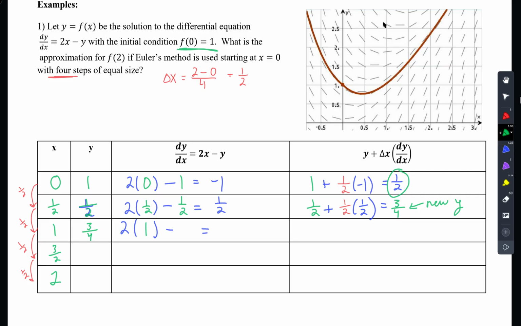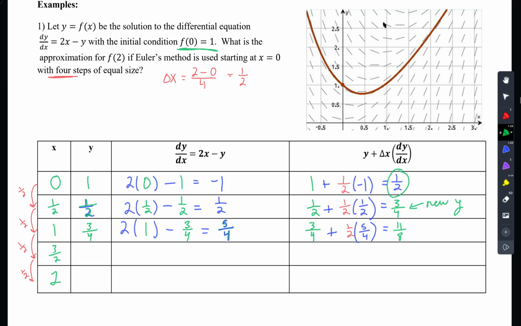So how do we do this? 1, and then you put 3/4 in because that's the new y, and then you get 5/4. Then you plug it in: you take your y from before, so 3/4 plus step size times the rate that we solved before. You don't have to use the chart. I just think it's easier to organize it, but you don't have to. You could go straight to this. It just gets kind of numbery.